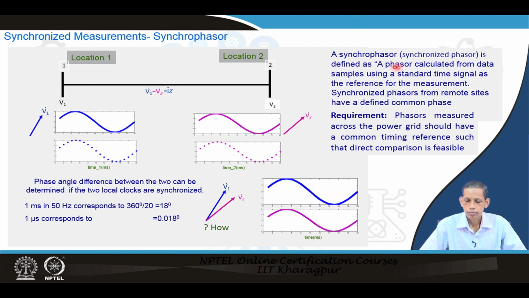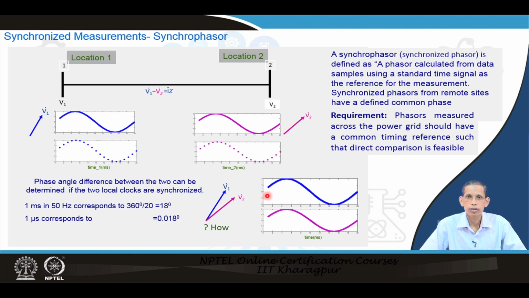A synchrophasor, a synchronized or time-synchronized phasor, is defined as a phasor calculated from data samples using a standard time signal as reference for the measurement. Synchronized phasors from remote sites have a defined common phase. So, therefore, we say that we have a standard time signal for these two measurements. The requirement is that phasors measured across the whole power grid system should have a common timing reference such that direct comparison is feasible.